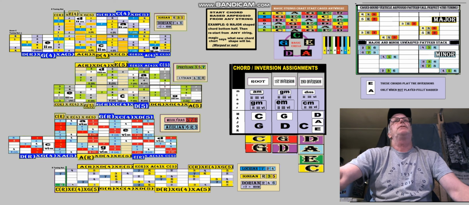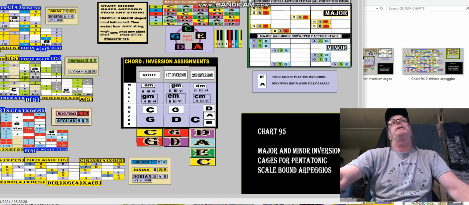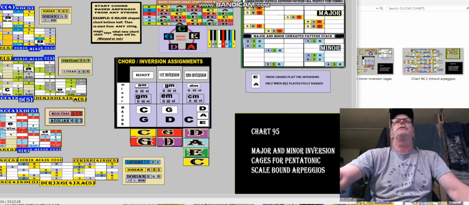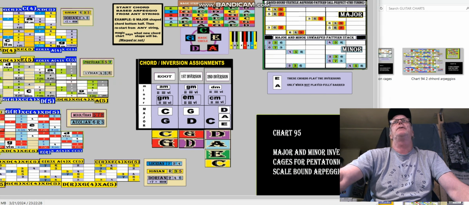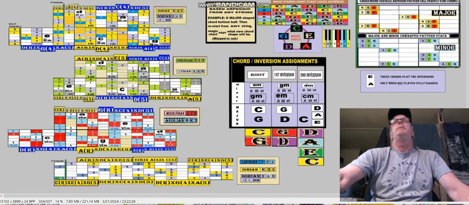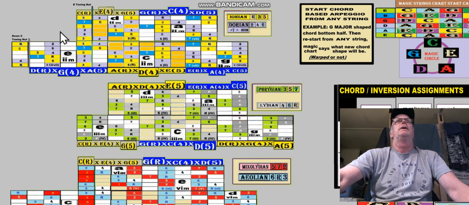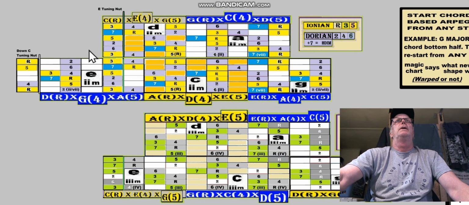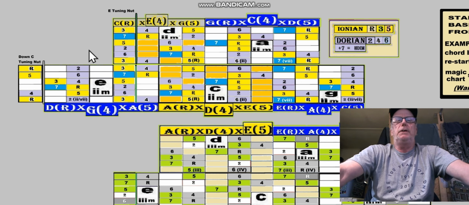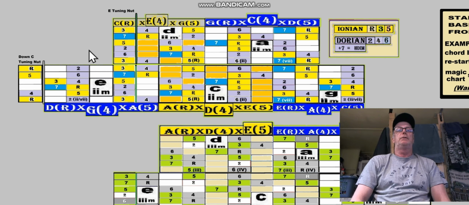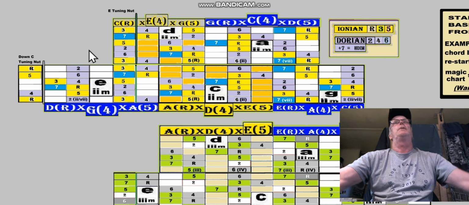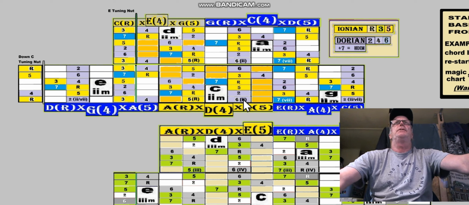So let's go back 3 charts here. We've got chart 95, major and minor inversion cages for pentatonic scale-bound arpeggios. What I'm saying is a scale-bound arpeggio is an arpeggio that doesn't just travel across the fretboard.